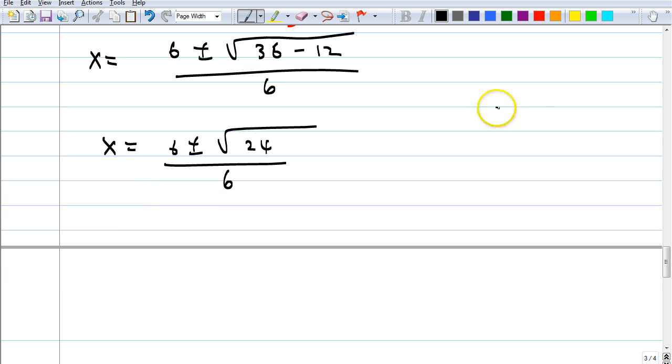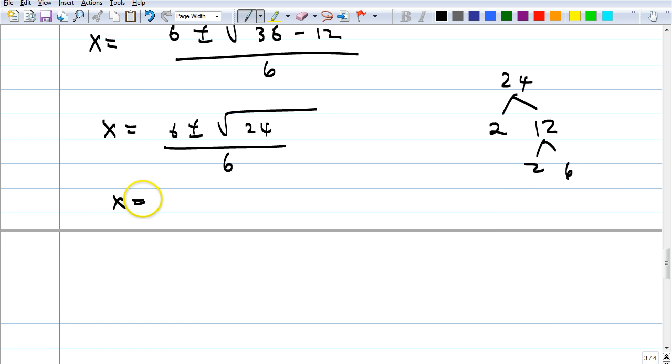Yeah, 24, use a factor tree. 2 and 6, 12 and 2 and 6. So this becomes x equals 6 plus or minus, well, you have two pairs of 2, so it's going to be 2 rad 6 over 6, correct? So is this the best way to write it? Or is there a way to write it a little bit simpler? Anybody see what we could do?